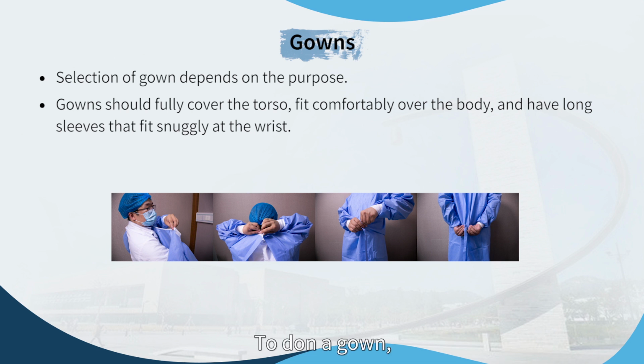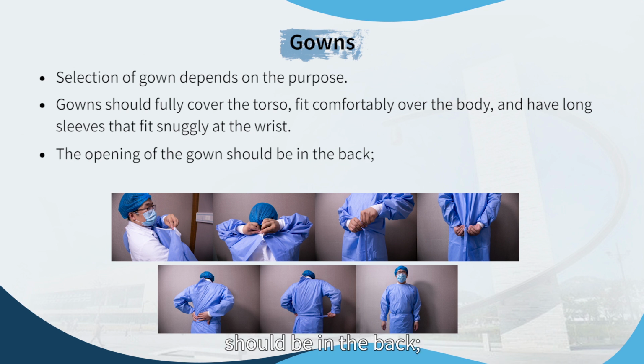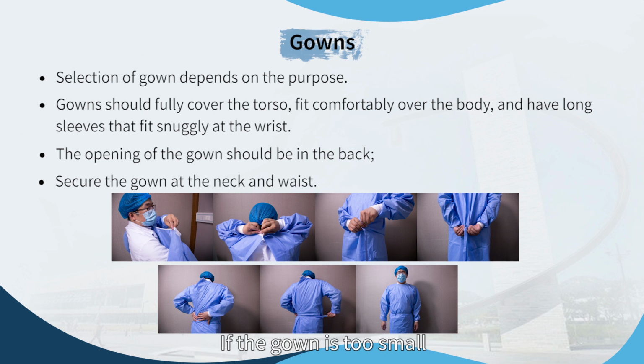To don a gown, first select the appropriate type for the task and the right size for you. The opening of the gown should be in the back. Secure the gown at the neck and waist. If the gown is too small to fully cover your torso, use two gowns. Put on the first gown with the opening in front, and the second gown over the first with the opening in the back.